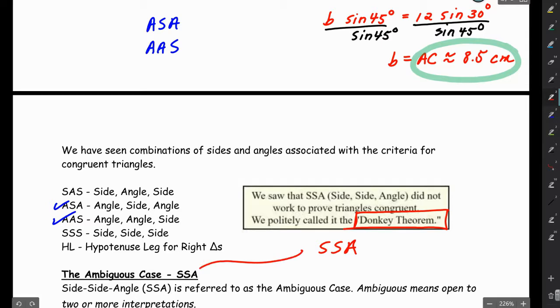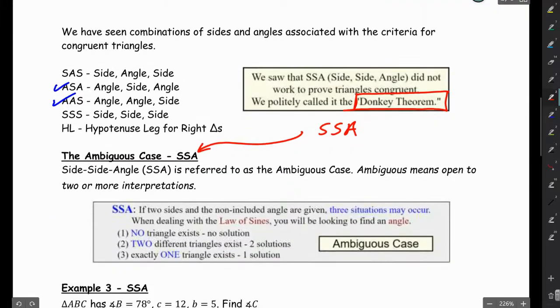When we have the Donkey Theorem and we want to use the law of sines, we have to take into consideration that there's a possibility of either no solution, one solution, or two solutions. So again, we could have no solution, two solutions, or one solution. So the first thing you have to recognize whenever you're going to use the law of sines is, do we have the donkey scenario?